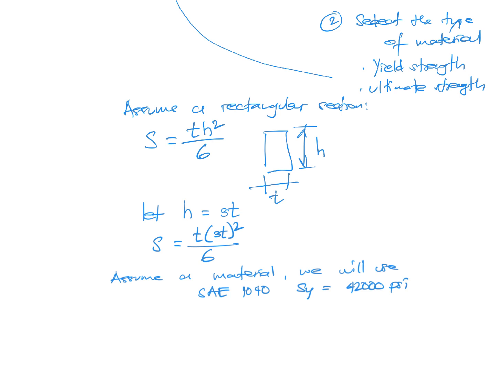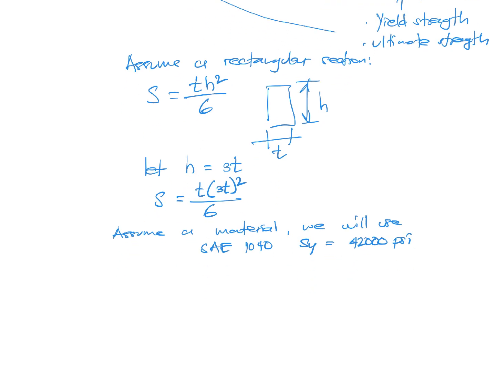For the bending stress, we then set that the allowable bending stress is equal to the yield strength divided by the factor of safety. Let's just say that this factor of safety is 2. So 42,000 over 2 will give us 21,000 psi as our design stress.